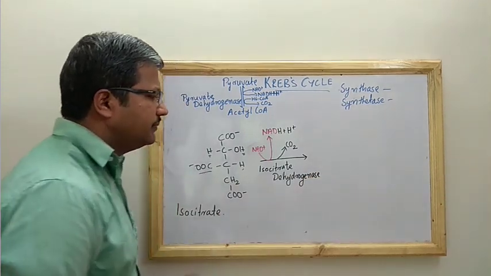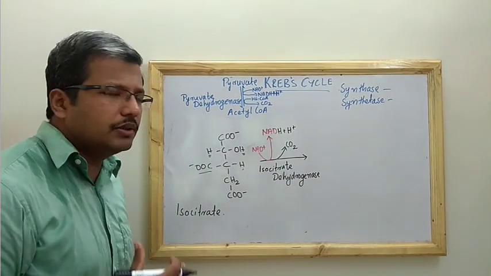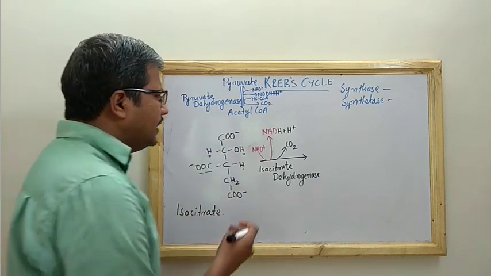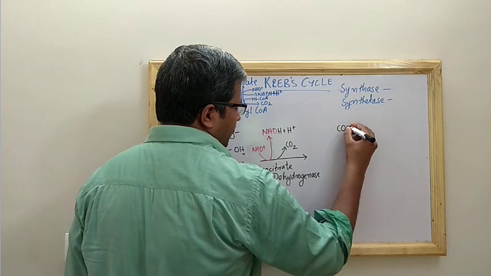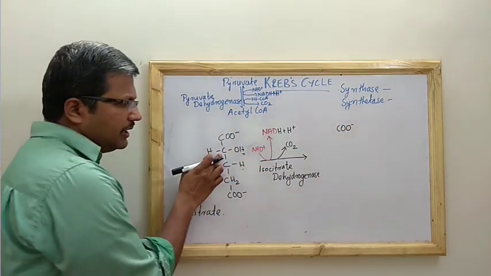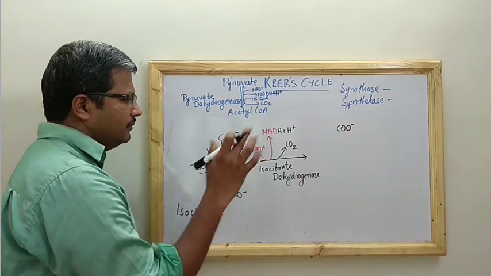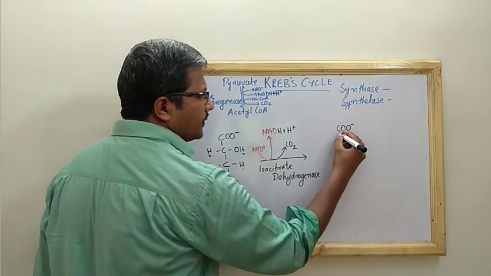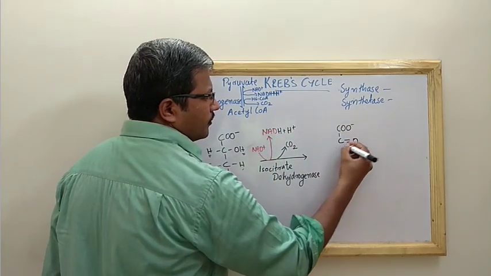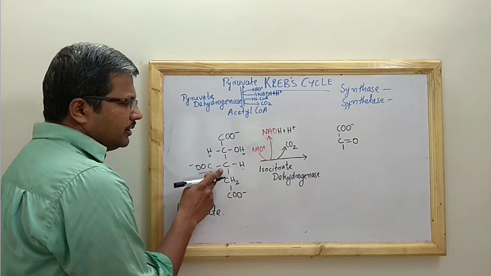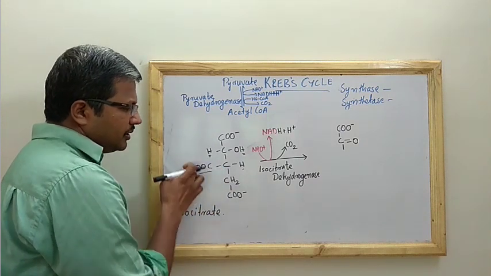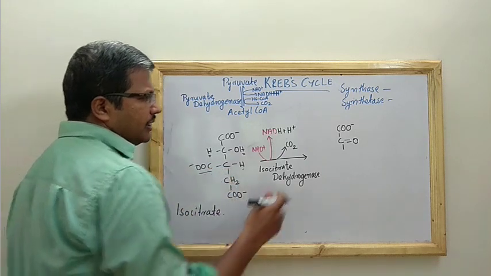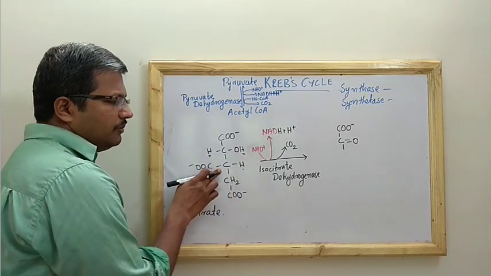Isocitrate dehydrogenase enzyme catalyzes the redox reaction along with the decarboxylation, and as a result, what will be formed? The alpha-ketoglutarate. So COO minus, and what is remaining here? H gone. So C double bond O is remaining. Now what is remaining here? This carbon dioxide has gone. Okay, this particular carbon dioxide has gone. So what is remaining here? CH. So what will be the bond?